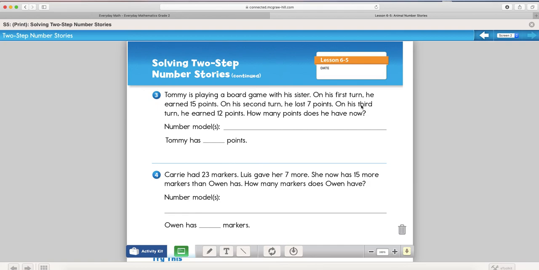Hold on. What was that again? I'll read the first 3 sentences, and then you can tell me what we're going to do with these numbers. Tommy is playing a board game with his sister. On his first turn, he earned 15 points. On his second turn, he lost 7 points. We're subtracting. Why do you think subtracting? Support your reasoning. Because we have 15 and then we're going to subtract 7. But why do we want to subtract? What words in those sentences told us we want to subtract the numbers instead of add them? What are our clue words?